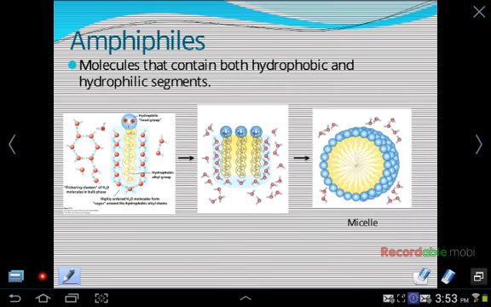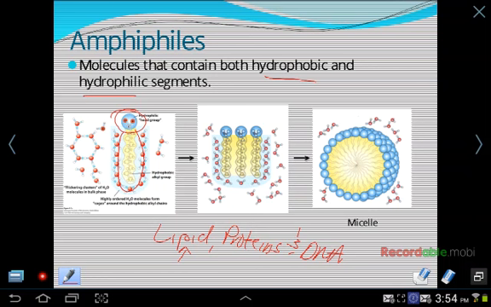Now, amphiphiles are molecules that contain both hydrophobic and hydrophilic segments. A number of biomolecules, such as lipids, proteins, and DNAs, are amphiphiles, in that they contain, for instance, in lipids, a carboxylic acid head group that's hydrophilic with a hydrophobic fatty acid tail. That's just a chain of carbon hydrogens.